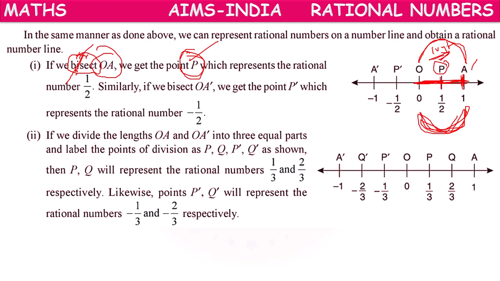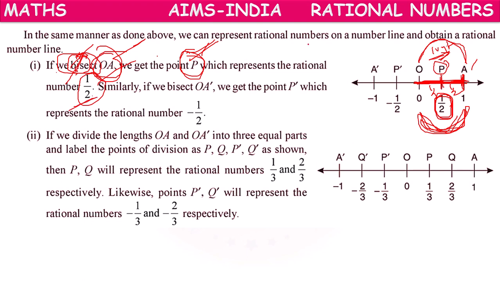Then what will be the value of OP? Half unit. What will be the value of PA? Half unit. So P stands for 1 by 2, because from 1 we have made two parts. So the point which divides OA into two equal parts represents 1 by 2, which is a rational number. By dividing the integer into an equal number of parts, we can represent rational numbers.